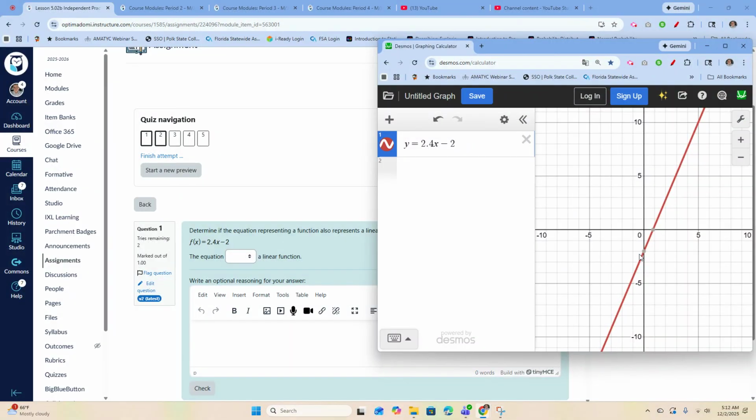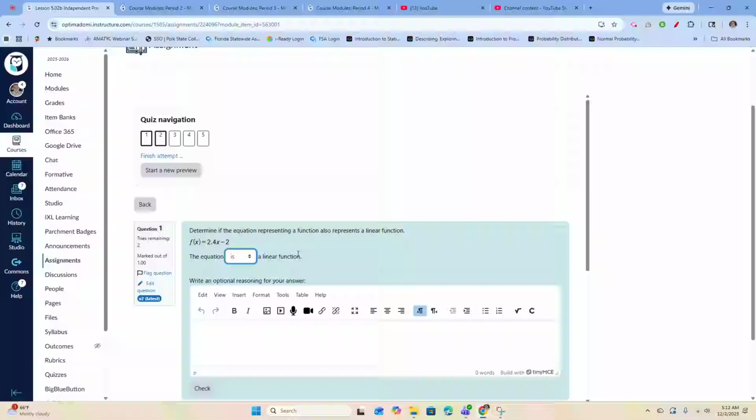And look at the graph. See, it came out a straight line. So like you did in the previous lesson, when you see the graph and it's a straight line, as long as it's not a vertical line, then we say that this is a linear function. And that's what I'm going to do. I'm going to say it is a linear function.